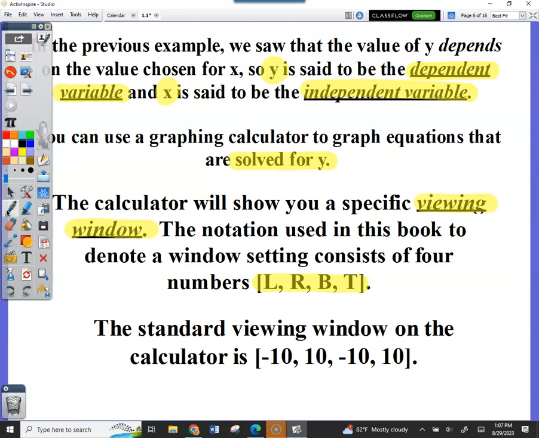The standard viewing window, if you tell your calculator, just graph me the standard graph, is negative 10 to 10, both the x and the y. That's the standard viewing window. How do you get the calculator to graph the standard viewing window? You will hit zoom 6.